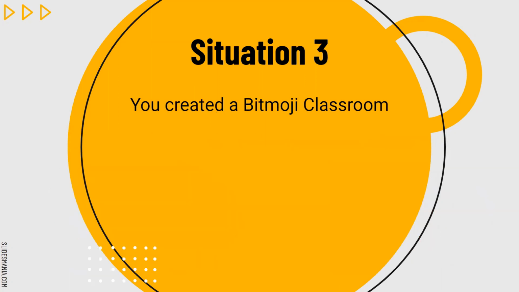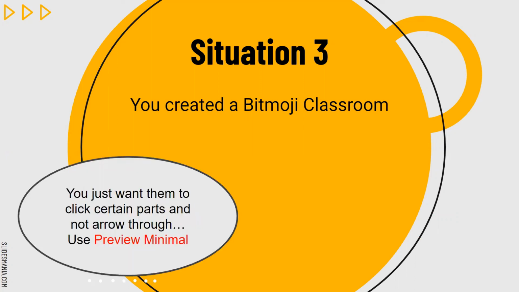Situation 3, the Bitmoji classrooms. If you want to use a Bitmoji classroom and all you want them to do is click on certain parts and not arrow through it, then you're going to use the preview minimal. That means the navigation bar is gone, the edit bar is gone. They have to click on the slide somewhere. So when they click on a link or a picture, it's going to take them where you want them to go.